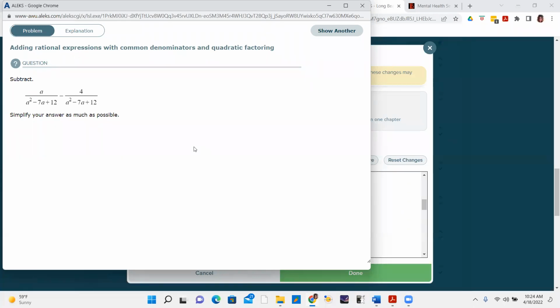The a minus 4 on the top might actually help you with factoring the bottom.